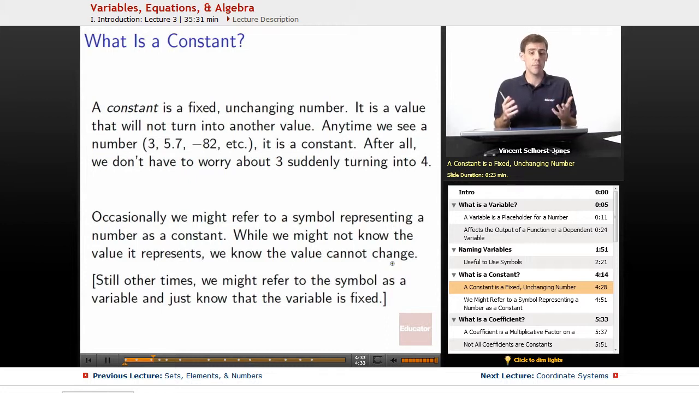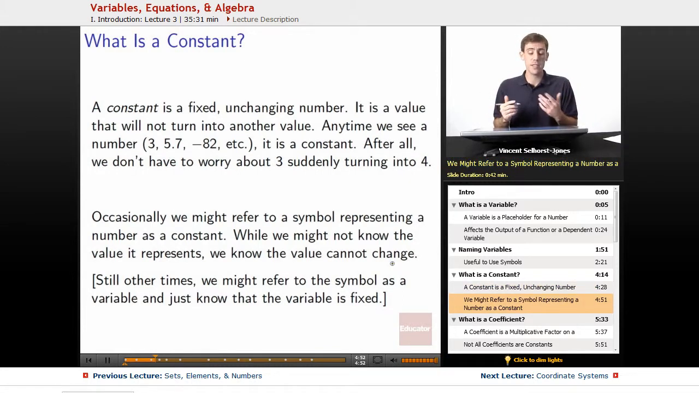So anytime we see a number like 3 or 5.7 or negative 82 or anything that's just a number, it's a constant, because numbers don't change, right? After all, we don't have to worry about 3 suddenly turning into 4. It's just 3. It's going to be 3 today, it's going to be 3 tomorrow, it's going to be 3 forever, right? 3 doesn't suddenly jump around and become a new number.